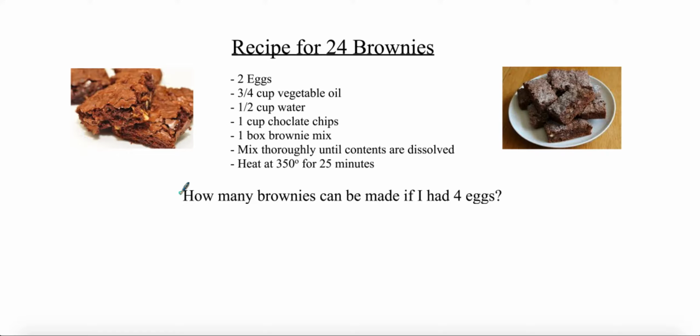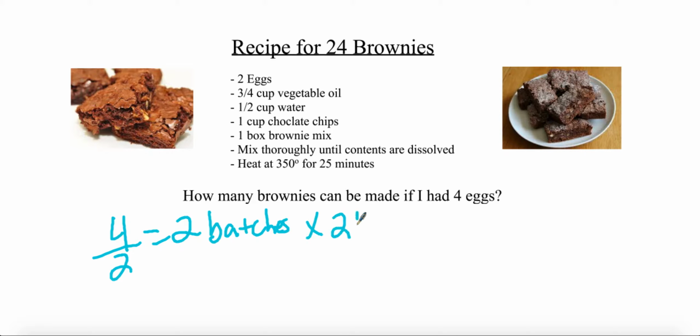So what I want to know right now is how many brownies can be made if I had 4 eggs and plenty of everything else? Well, this seems pretty simple. If 2 eggs can make 24 brownies, I have 4 eggs. So 4 over 2 means I can make 2 batches, and each batch is 24 brownies, so I can make 48 brownies.